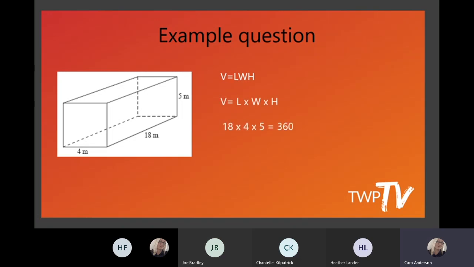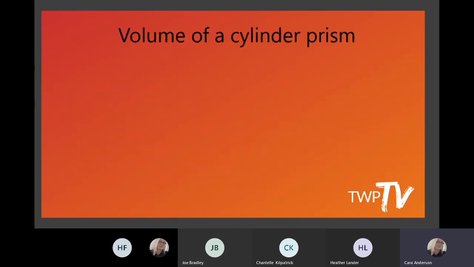So taking the figures from the diagram that we've got, your length is 18, your width is 4, your height is 5, times them together, going to give you 360. Always make sure that you show your measurements and what they're measured in in the answer. So it's not just 360, it's 360 meters cubed, because we're talking about volume, so it's always cubed.